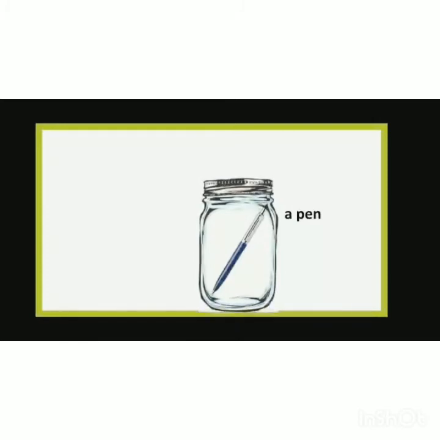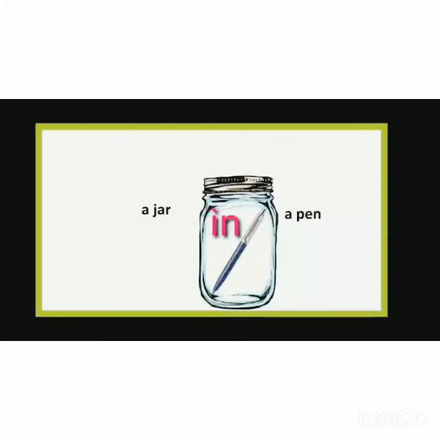Right, children? Here you can see a pen, and there is a jar. And where is the pen? Yes, pen jar के अंदर है. So what will we say? अंदर को क्या बोलेंगे? in. So a pen in a jar.